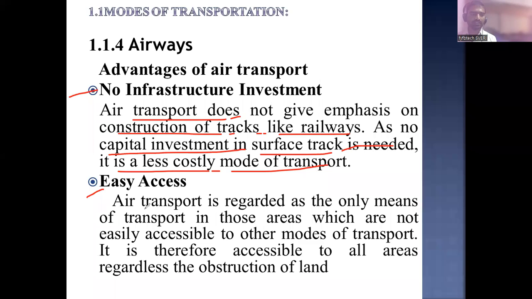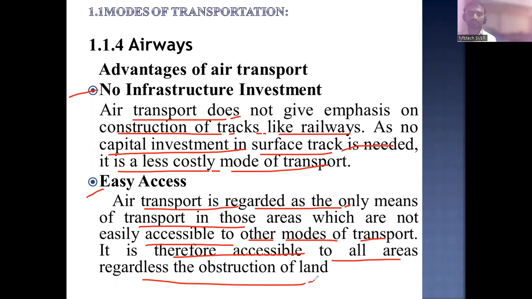Easy access. Air transport is regarded as the only means of transport in those areas which are not easily accessible to the other modes of transport, and it is therefore accessible to all areas regardless of the obstruction of land. Yes, so if there is a remote place, where waterway is not possible, railway is not possible, roadway is not possible, so which one will you prefer? In that case, you will prefer airways. Other modes of transportation are not possible there, right? In that case, you can prefer the airways.